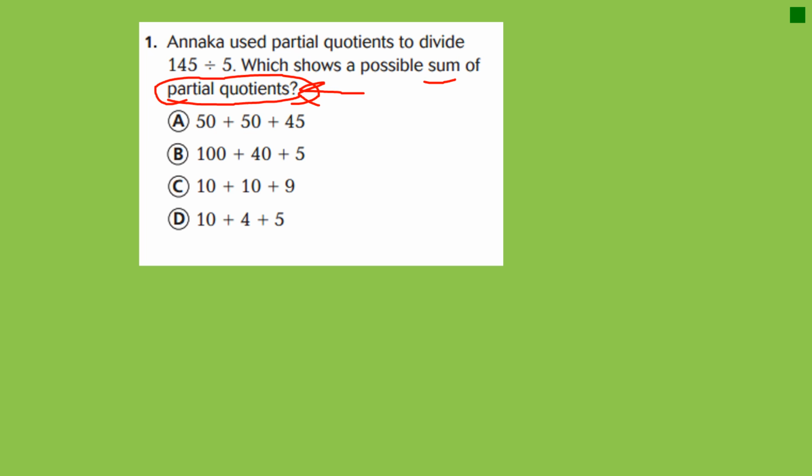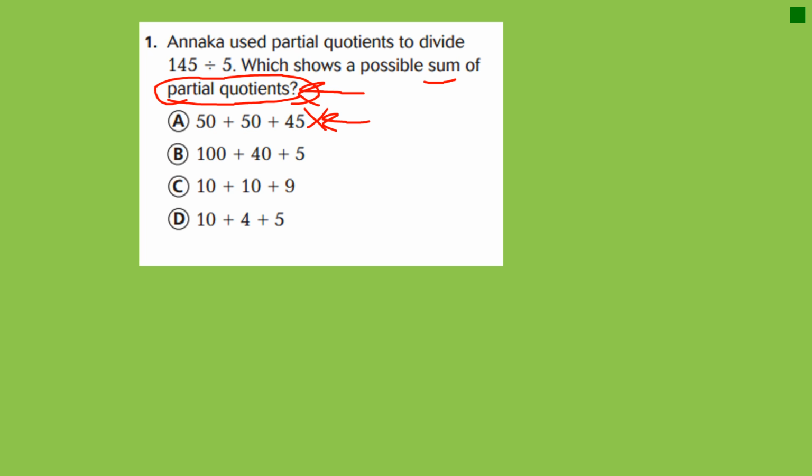We have to add them together and figure out which one is the actual quotient. Now, they're little tricksters in this math book. If you notice choice A, it's 50 plus 50 plus 45. That's 145, and you might be like, yeah, 145 is the problem, that's the answer. But do you think that is a quotient? Think about whether it's reasonable. 145 divided by 5. Do you think that 5 goes into 145 times? No, of course not. So you can't fool us, math book.